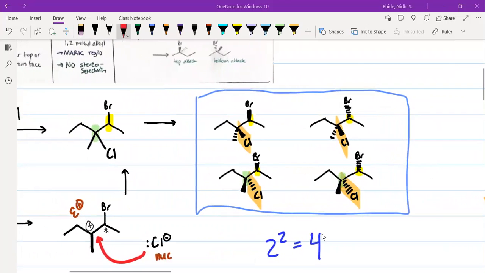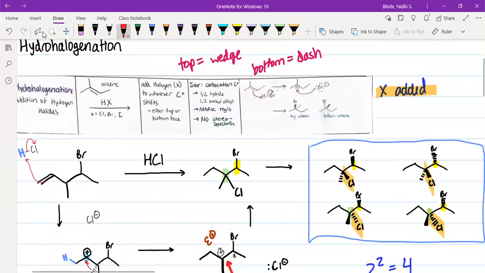And so that's why we have 4 possible answers, because first of all, we have to consider that there's 2 possible ways to draw this molecule with this bromine on a dash and then on a wedge. And then the second thing we have to consider is that we have a second chiral center with this chlorine and this methyl. And the methyl can either be on a dash if the chlorine attacked from the top face, or it can be on a wedge if the chlorine attacked from the bottom face. And this can occur either for this enantiomer or this enantiomer, where this bromine is actually on a wedge, on a dash, I mean. So that's basically hydrohalogenation.